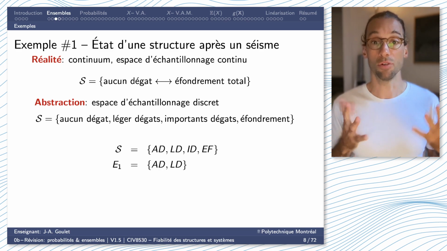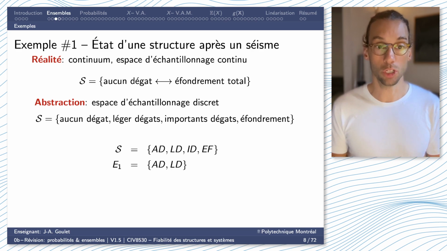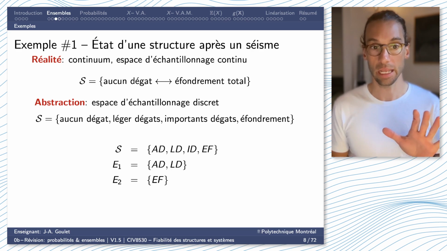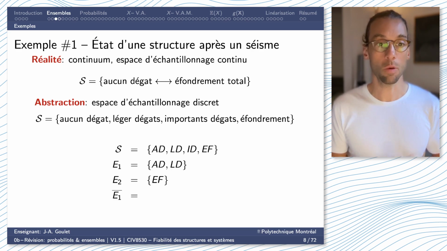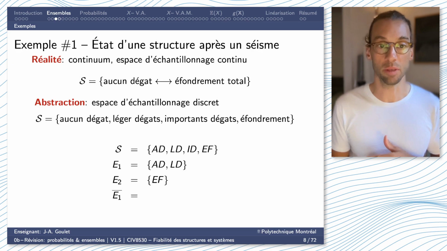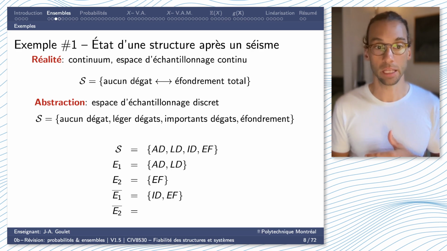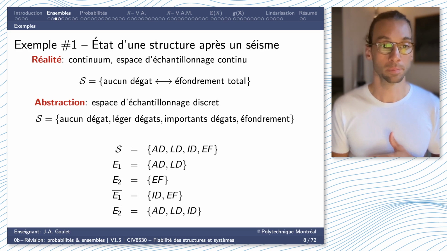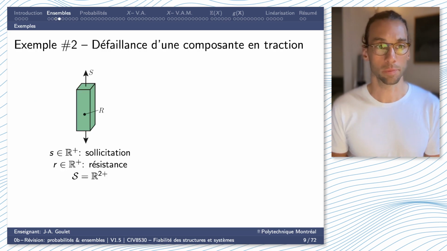I can say I have a first event, E1, that's going to regroup both the no damage and light damage events. I can have my second one, E2, that is going to be just the collapse state, EF. And I can ask what is going to be the complement of E1. So whatever is in S that is not in E1. That's going to leave me with ID and EF. If I want the complement of E2, that's going to be everything that is in S, not EF: ND, LD, ID. So this is how it works.